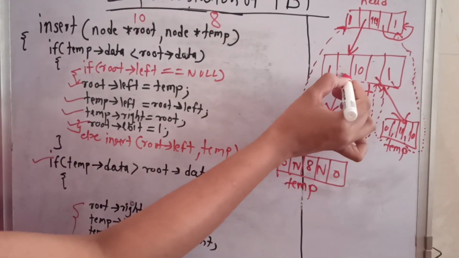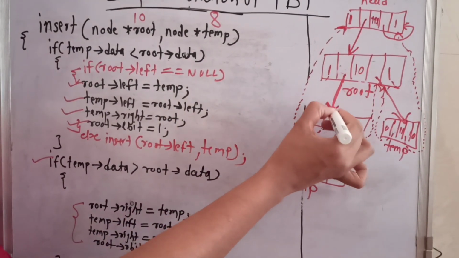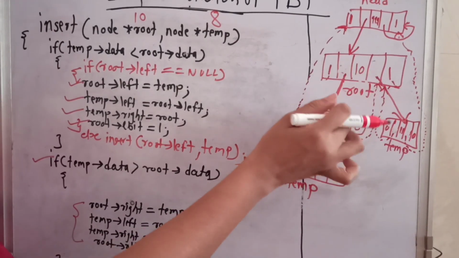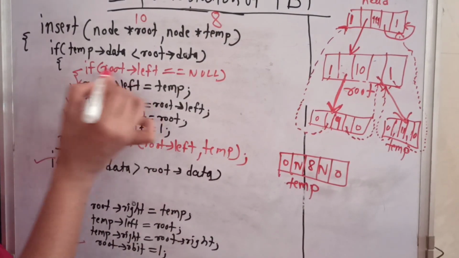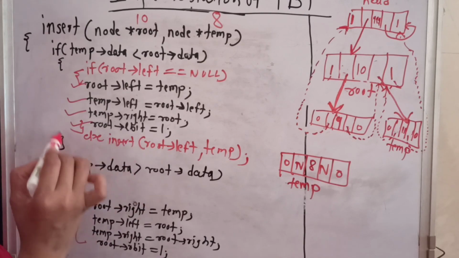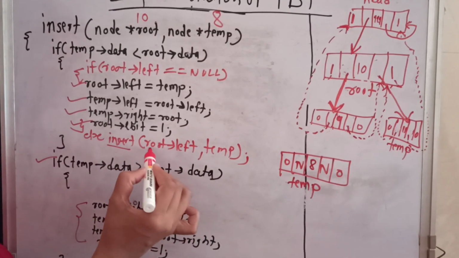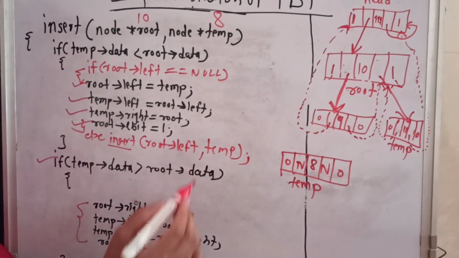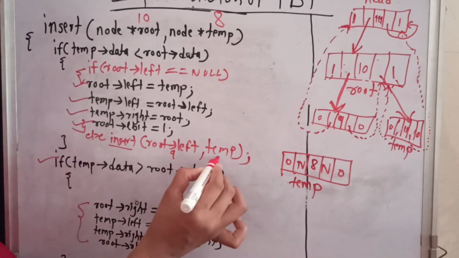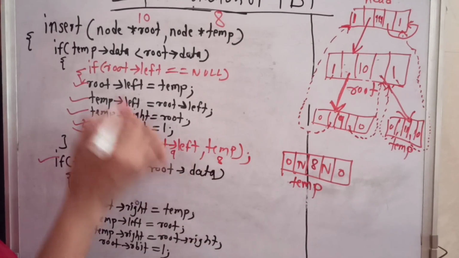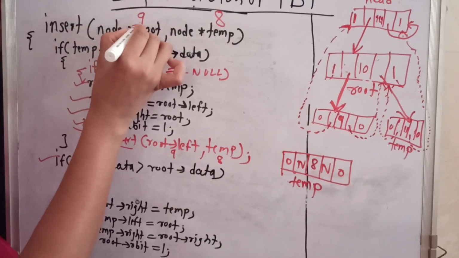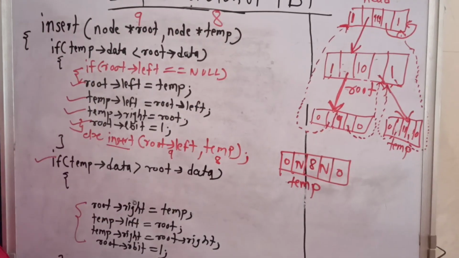If you see here, this link is present here, which is nothing but the 10 having the left child there. So as this condition is going to become false, it will come inside the insert part here, and it will now pass the parameters like the root left and the temp here. That means I will pass here now the 9 and the 8. So this 9 will come here as a root, and this temp will be 8 as it is.